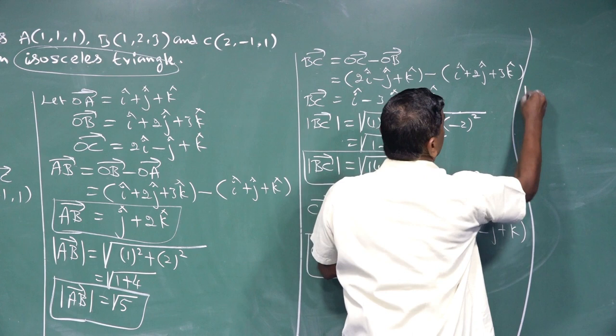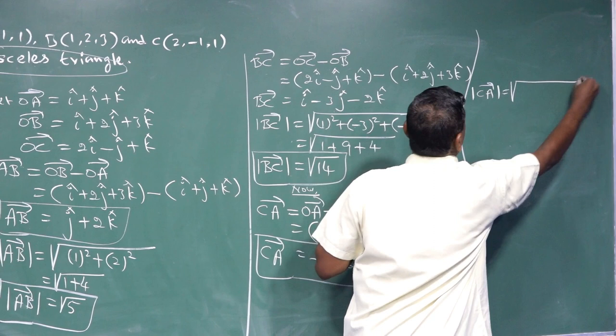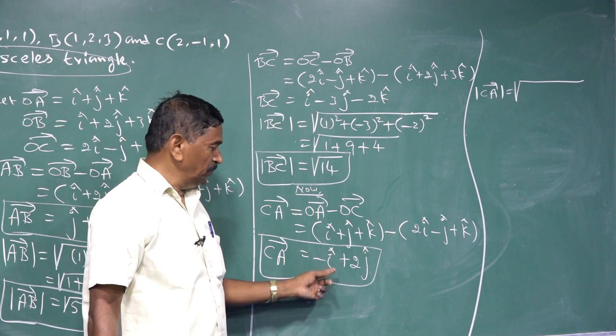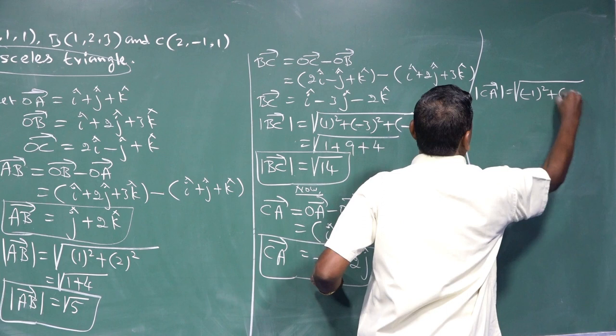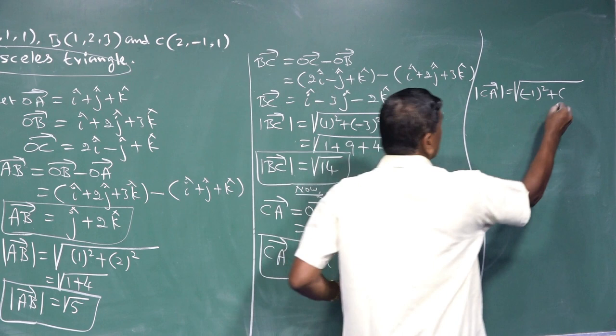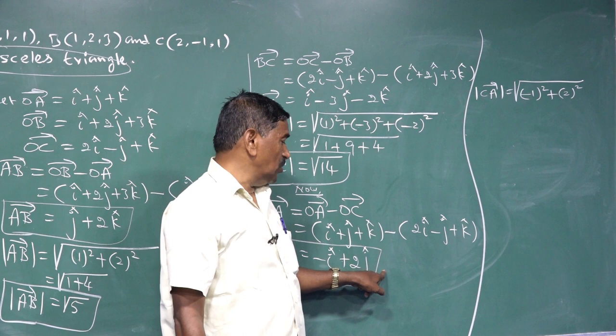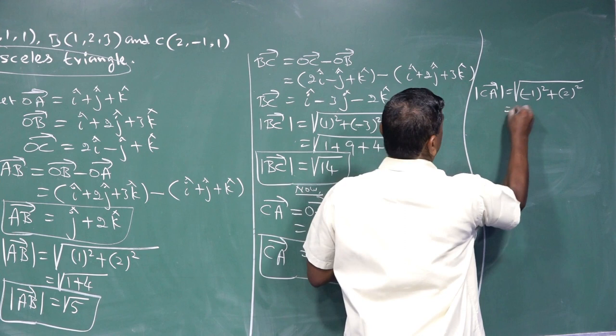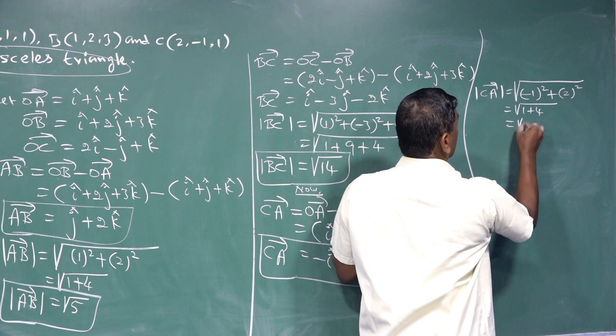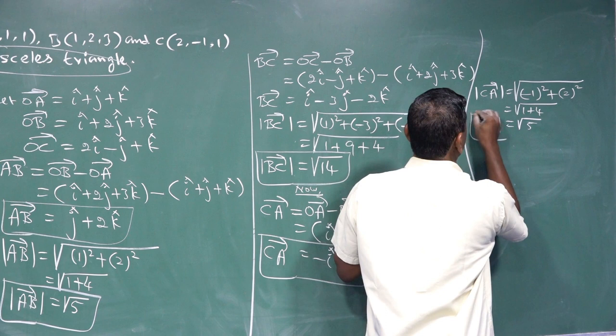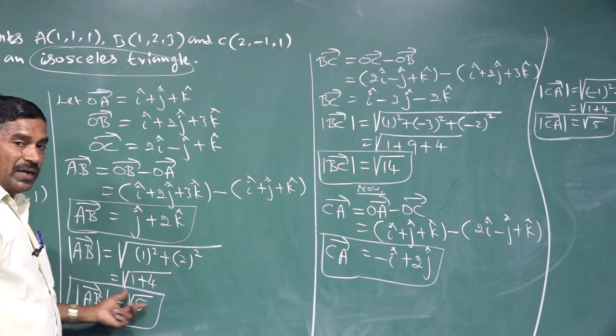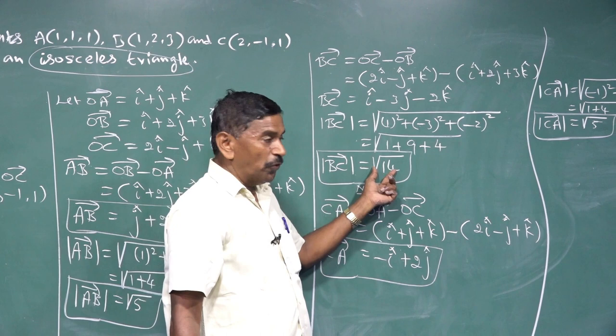Modulus CA vector is equal to square root of the sum of the squares of the î, ĵ, k̂ coefficients. î coefficient, minus 1, minus 1 the whole square, plus ĵ coefficient 2 the whole square, k̂ coefficient is absent, 0 the whole square, no need to write. Which is equal to square root of 1 plus 4, which is square root of 5, modulus CA vector. Now three sides are ready. Listen: modulus AB vector equal to root 5, modulus BC vector equal to root 14, modulus CA vector is equal to root 5.